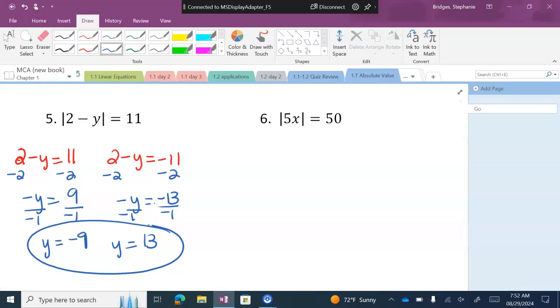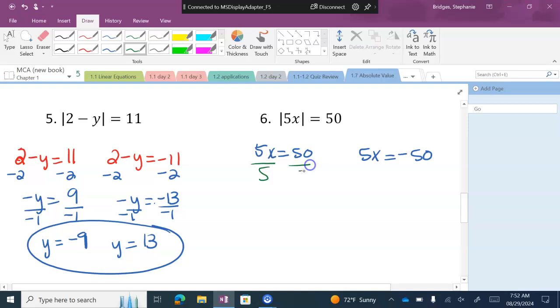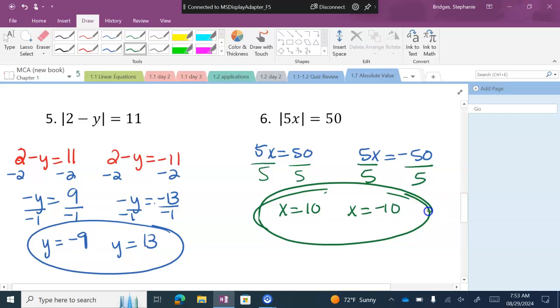Anybody have any questions? All right, what about 6? What 2 equations do I set up? Perfect. 5x equals 50 and 5x equals negative 50. And then I'm going to divide both sides here by 5. I get x equals 10. And I get x equals negative 10.